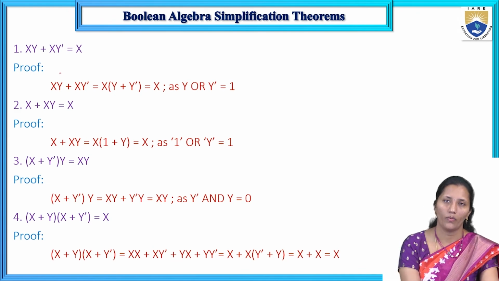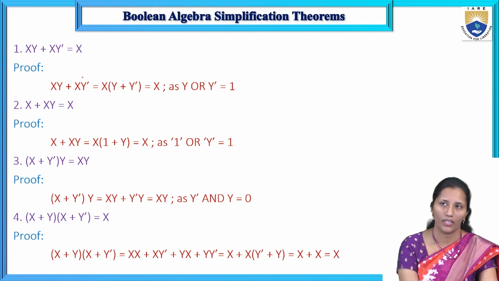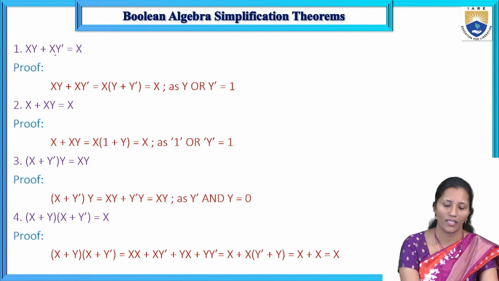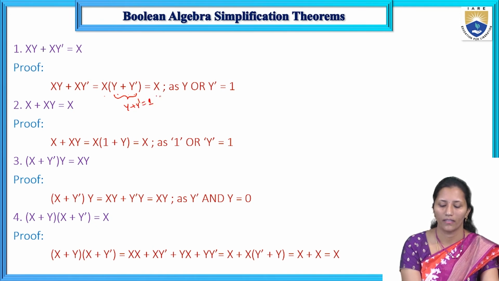So here is the proof for the Boolean algebra theorems. xy plus xy bar is equal to x. Take the common term x, so that is y plus y bar. We can write y plus y bar is equal to 1. So we are getting x dot 1, which is equal to x. And x plus xy, take x common, we are going to get 1 plus y.